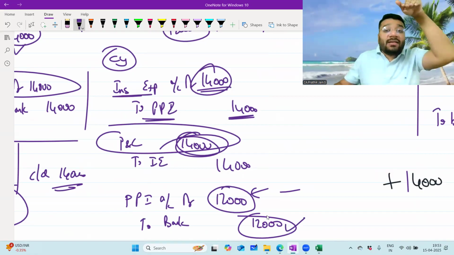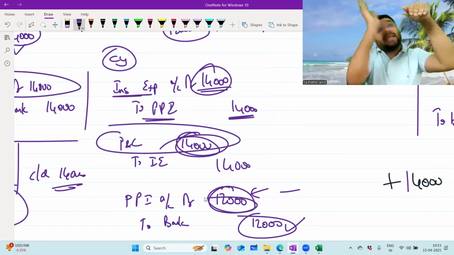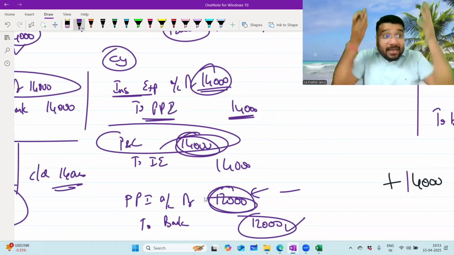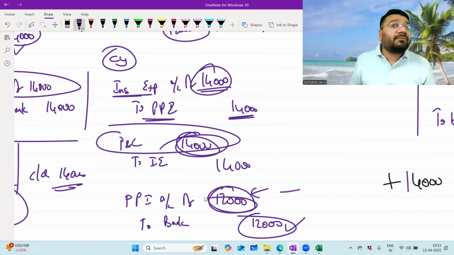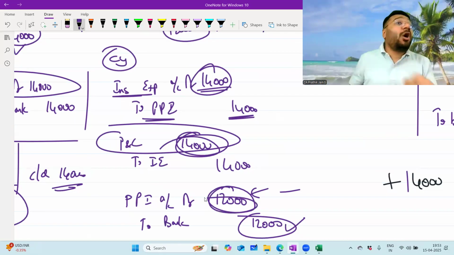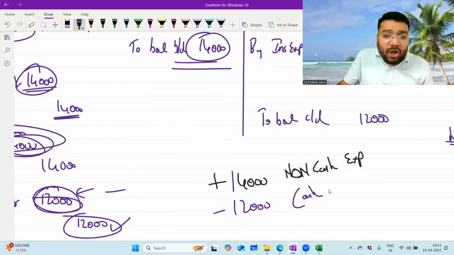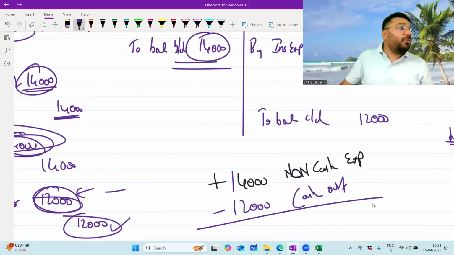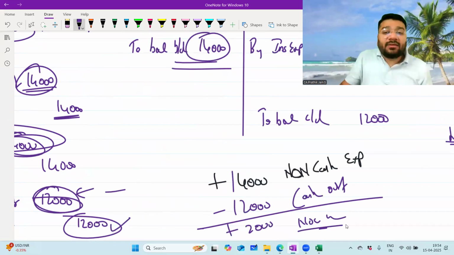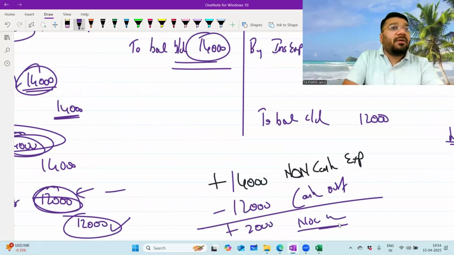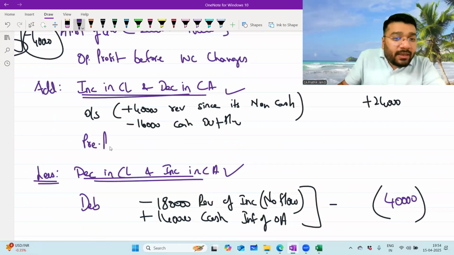Because this 12,000 will be recorded as expense when? Next year P&L. So this will be subtracted in next year's net profit before tax and extraordinary item. But in current year's net profit before tax and extraordinary item, this 12,000 is not subtracted. But we have to subtract, why? Because this is cash outflow. So minus 12,000. It is the cash outflow. So what is my net flow? Positive 2,000, which is my non-cash expenses. Add 2,000. So add 2,000, prepaid insurance.